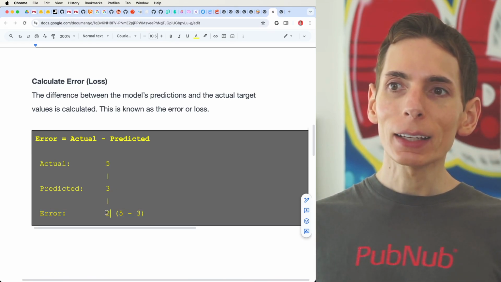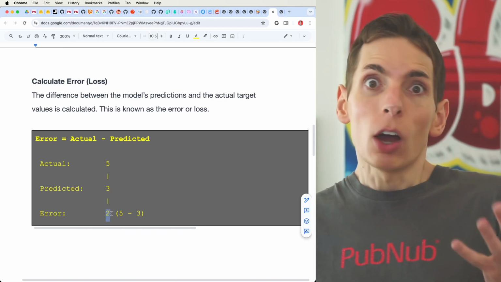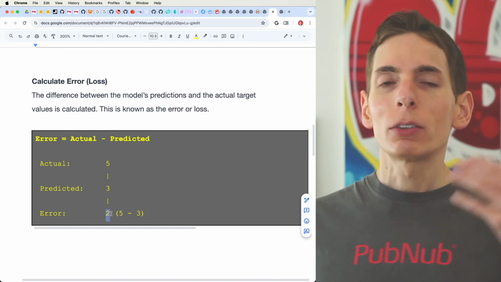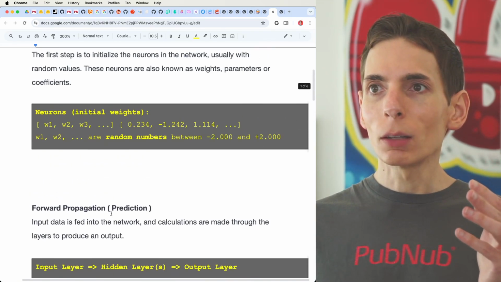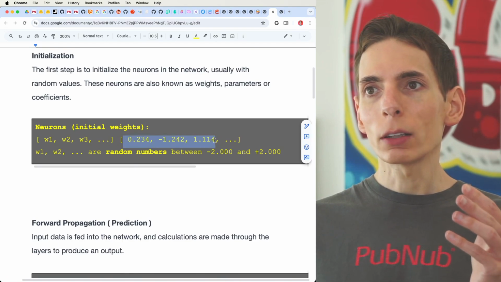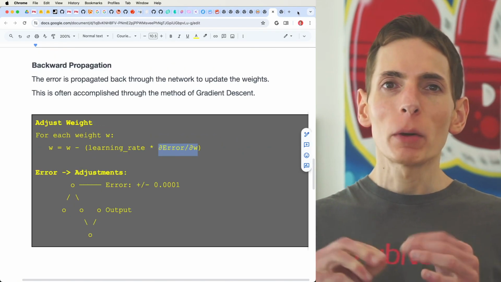And then we take that error, which is off by 2, and we go on to the next phase, where we update all the weights in the model. They will change ever so slightly based on the learning rate. Now we're talking about backward propagation, which is the opposite of forward propagation.